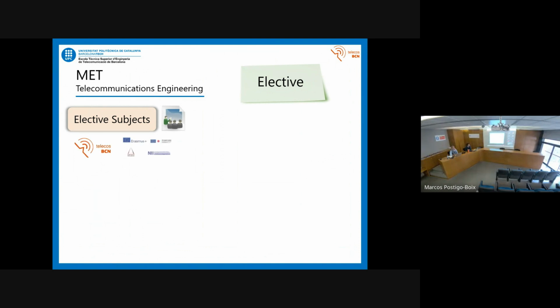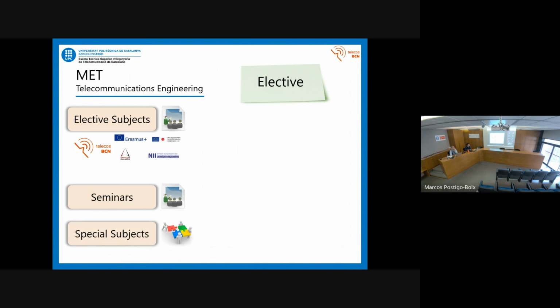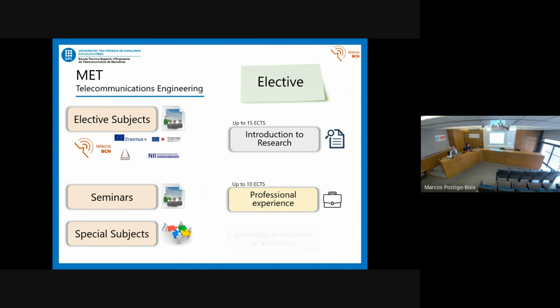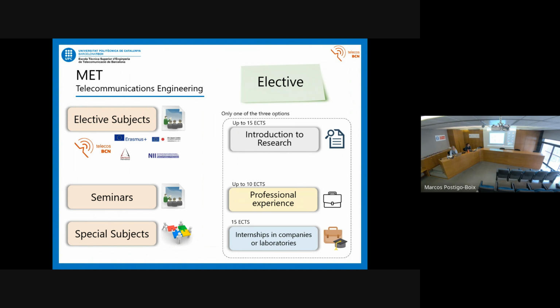Well, also the rest of the elective credits can be spent with elective subjects, with seminars, with a special subject that I will talk to you about in a moment, and the introduction to research and the professional recognition of your professional experience and internships in companies or laboratories. These three options, you can only take one of them, okay?